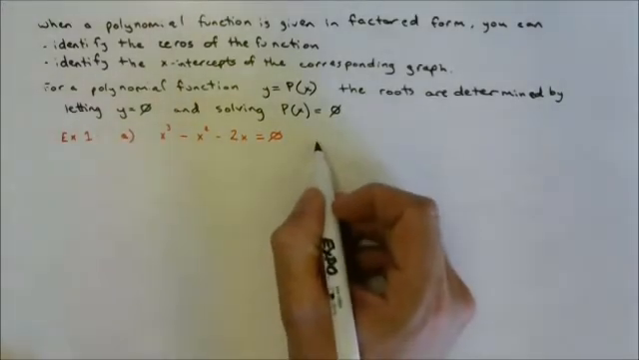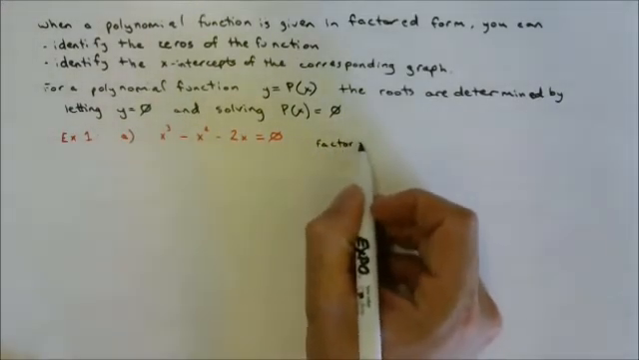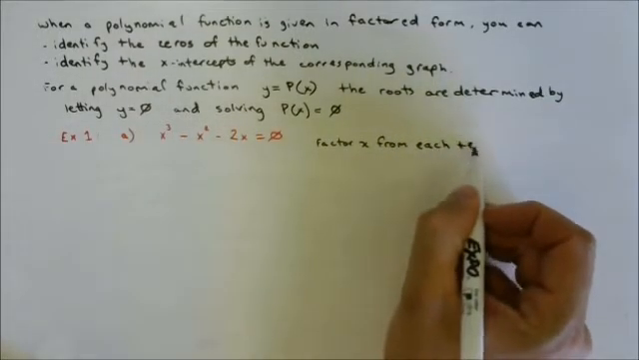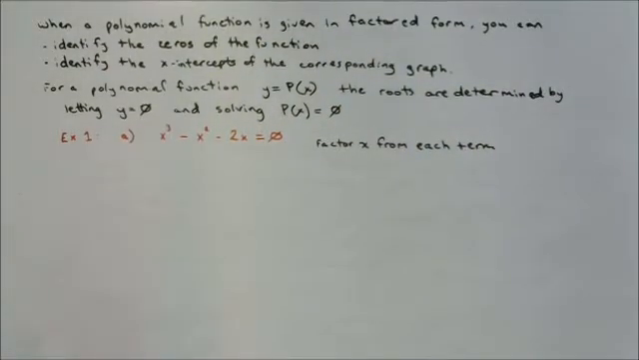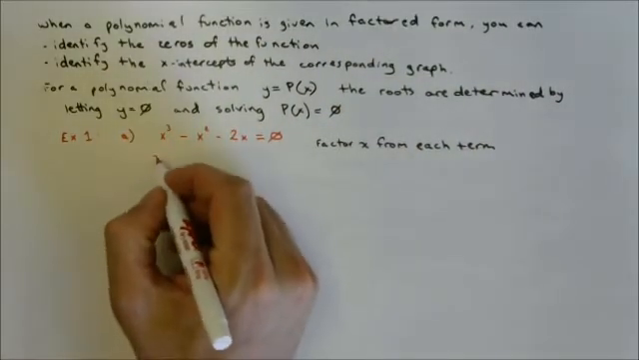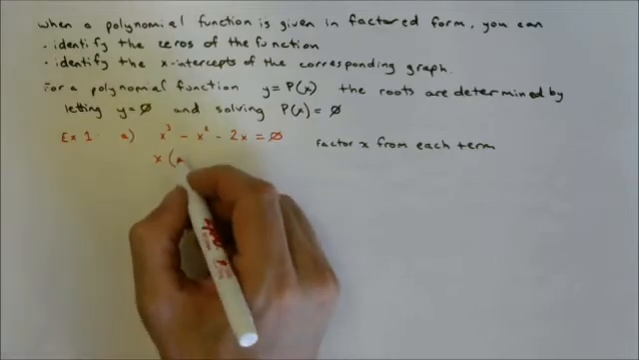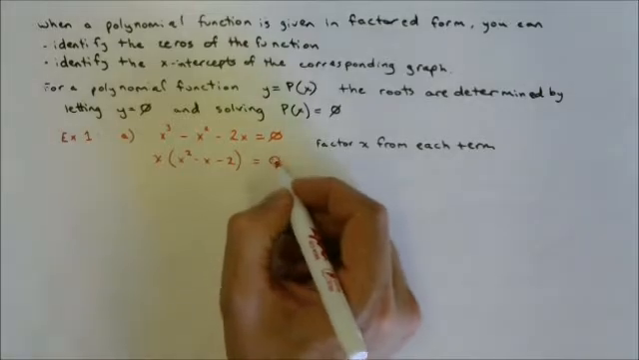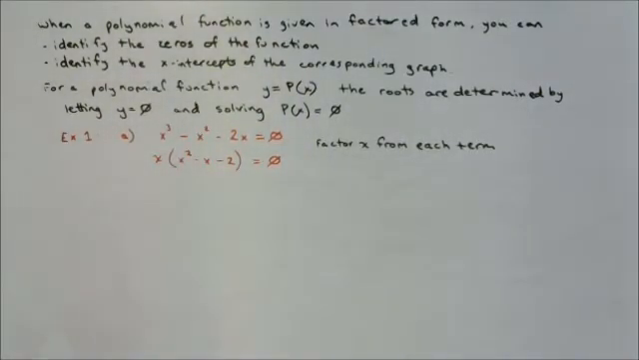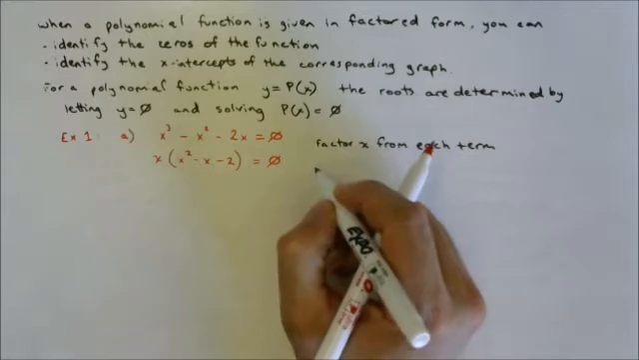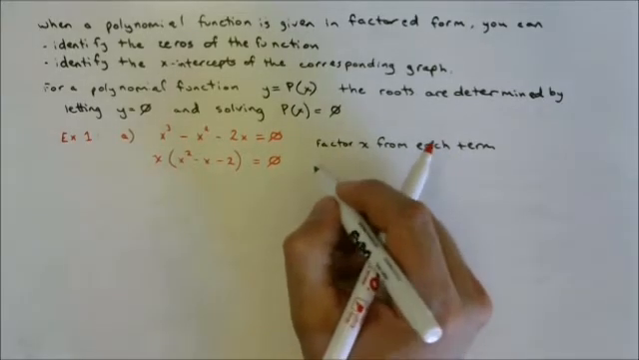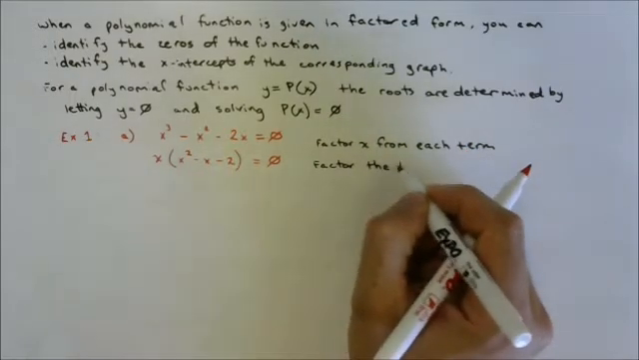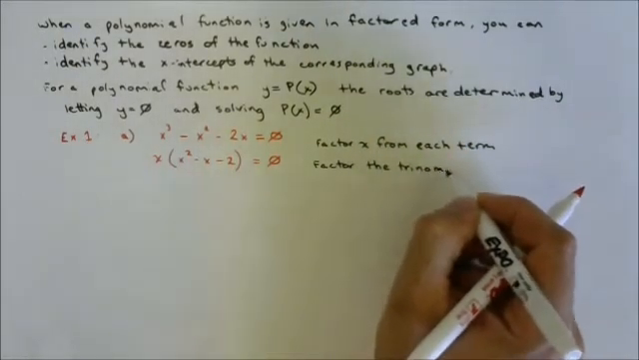Yeah, we can factor x from each term. That's easy. That's going to take us from a cubic to a quadratic right off the bat. So now we've got x on the outside and inside the bracket, x squared minus x minus 2. And now since inside the bracket is just a trinomial quadratic, we can factor that fairly straightforward. Factor the trinomial.